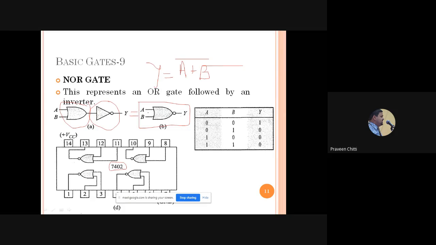So far for all the gates we were having what? 1 and 2 as the input and 3 is the output. But here you can see now 2 and 3 are inputs and 1 is the output. Similarly, these two are inputs, this is the output. And here now 8, 9 are inputs, 10 is output. 11, 12 inputs, 13 output. So this is the IC 7402, a 2 input NOR gate IC. Hope it is clear.